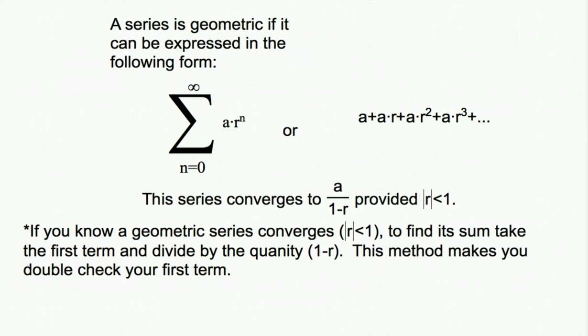One thing that I tell my students: if you know a geometric series converges where the absolute value of r is less than 1, to find its sum, take the first term and divide that quantity by 1 minus r. This makes you double check your first term. And I'm going to show you some examples on what I mean.